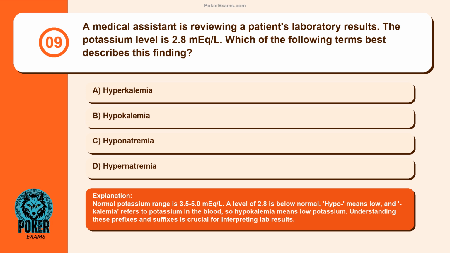Normal potassium range is 3.5 to 5.0 milliequivalents per liter. A level of 2.8 is below normal. Hypo- means low, and kalemia refers to potassium in the blood, so hypokalemia means low potassium. Understanding these prefixes and suffixes is crucial for interpreting lab results.